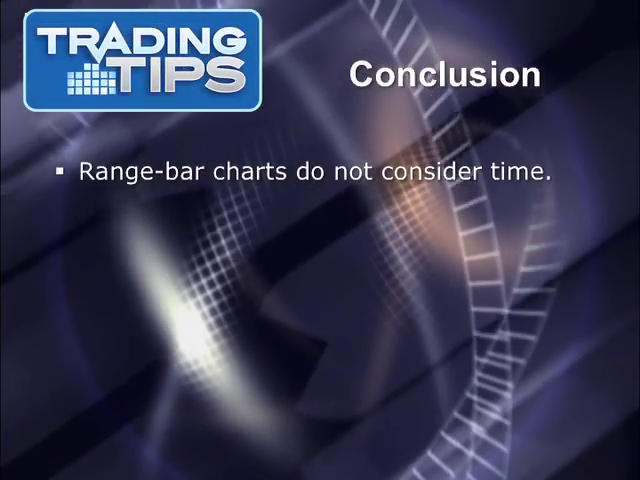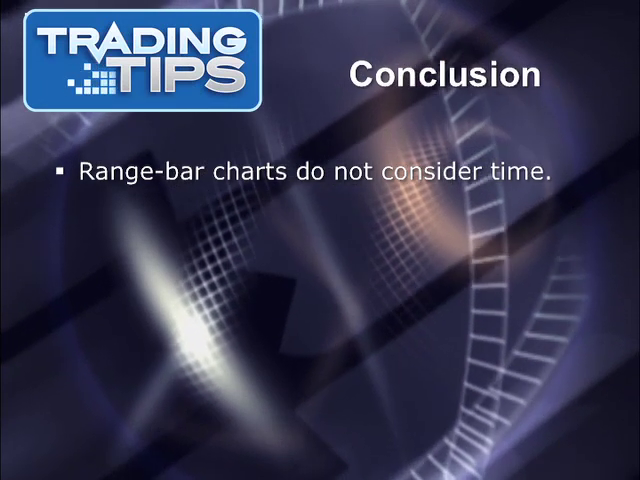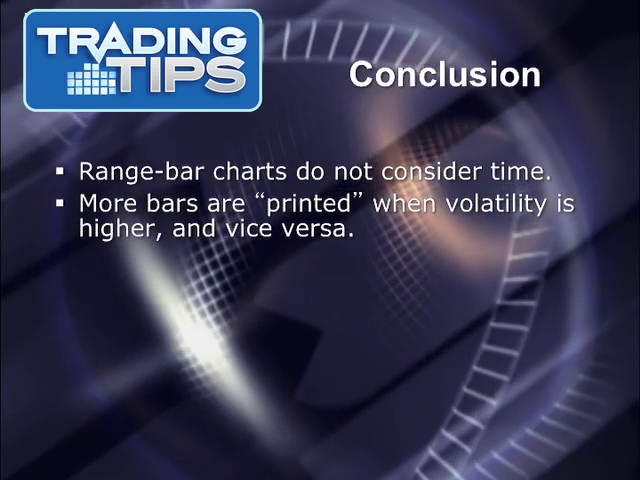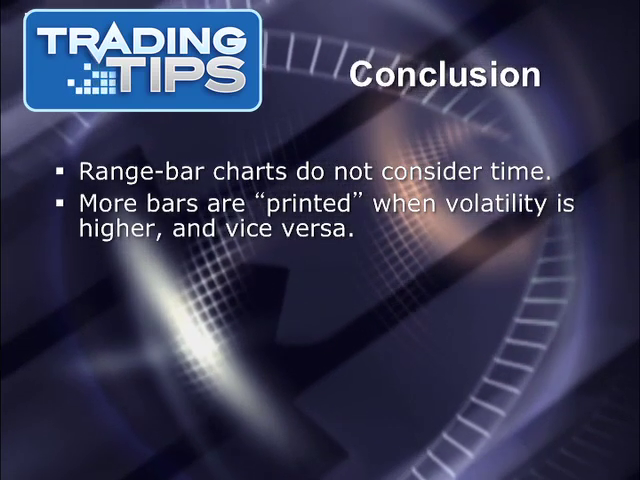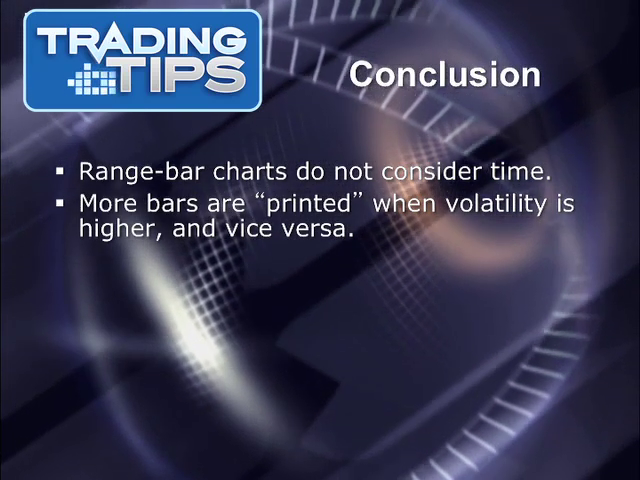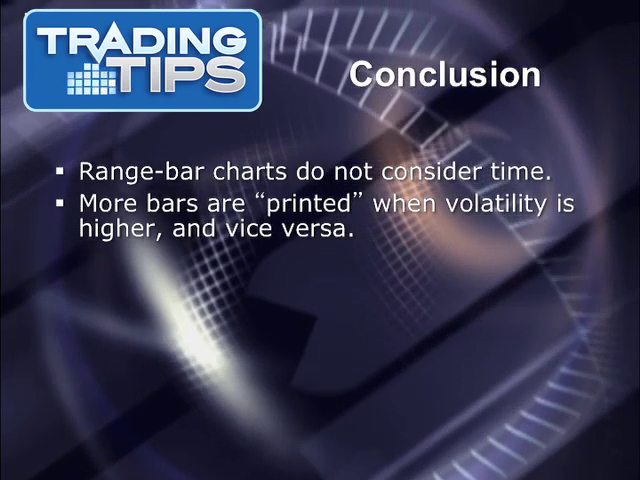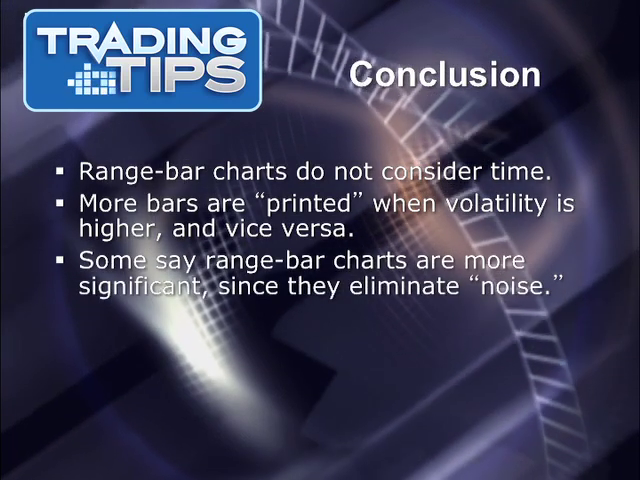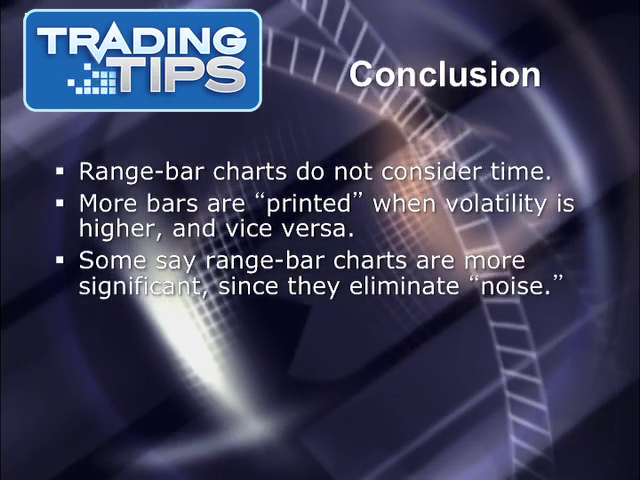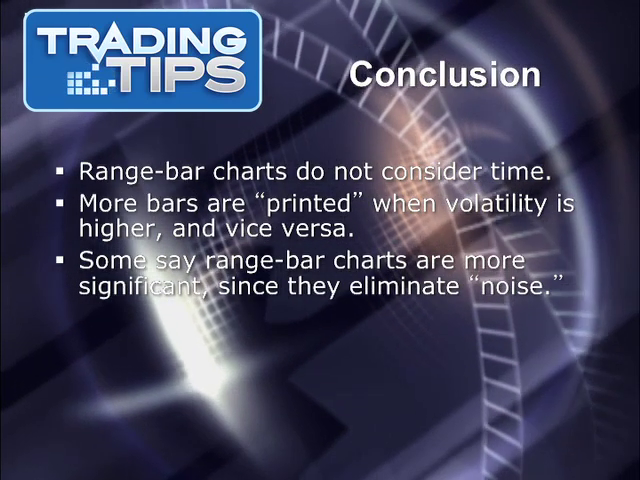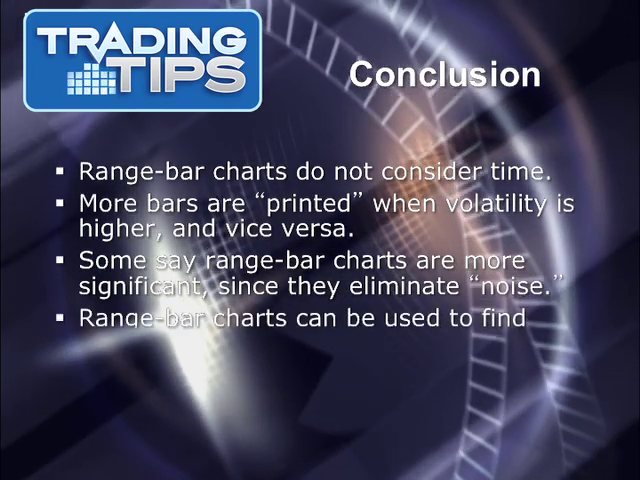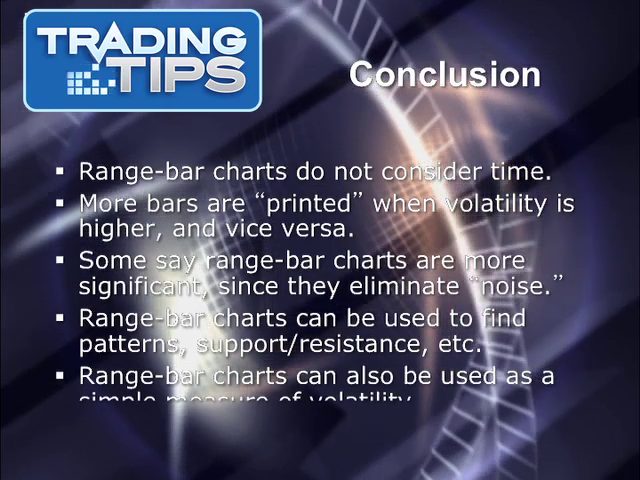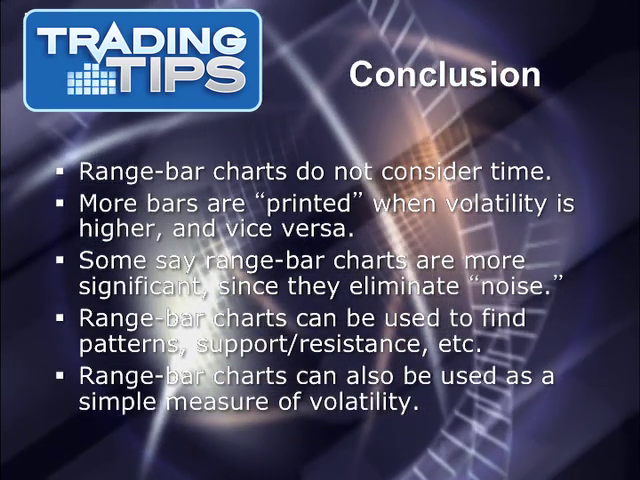In conclusion, range bar charts do not consider time. Time is irrelevant. Range bars are added to charts whenever a price threshold is exceeded, either to the upside or the downside. This means that more bars are printed when volatility is greater, fewer bars are printed when volatility is lower. Believers in the range bar system say this makes range bar charts more significant than standard charts, as range bar charts eliminate excess noise. You can use range bar charts to find patterns in chart formations just as standard charts, or you can use them as a simple measure of volatility.